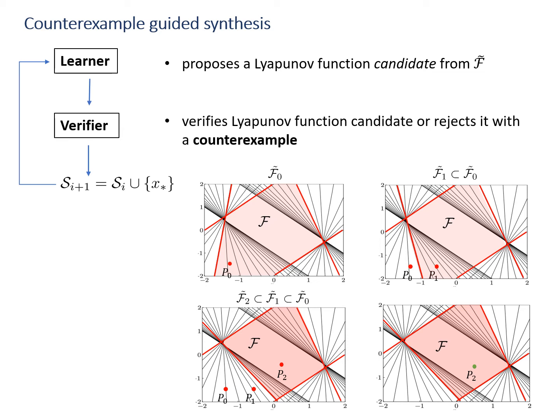In this illustrating example, the learner first proposes P0, which is a feasible point in the localization set F tilde 0, as a Lyapunov function candidate and passes it to the verifier. Since P0 is not in the target set F, the verifier rejects it with a counterexample added to the sample set, which also refines the localization set to F tilde 1 by removing a fraction of F tilde 0 from the search space. This process repeats until a Lyapunov function candidate is validated by the verifier.